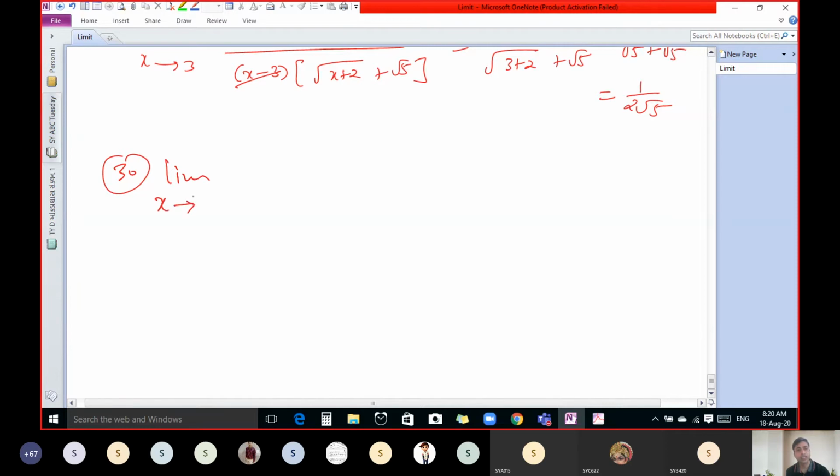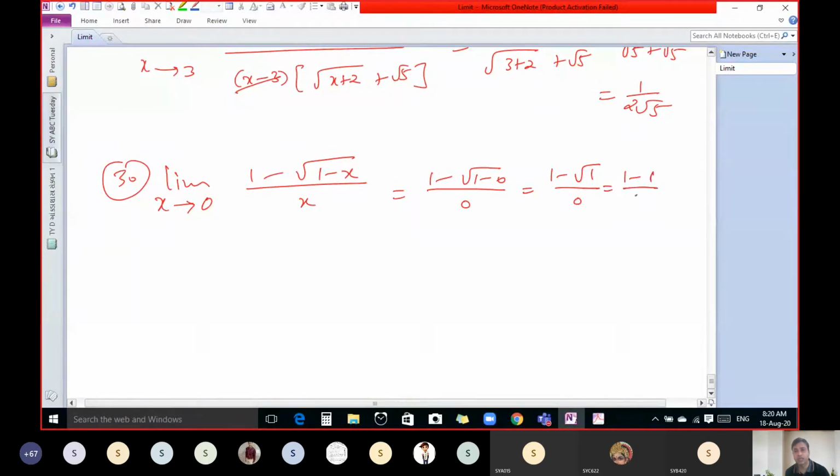Question is limit x tends to 0, 1 minus root 1 minus x upon x. So put x equal to 0. So 1 minus root 1 minus 0 upon 0. So root 1. Root 1 is what? 1 upon 0. So ultimately we get 0 by 0. So once we have a 0 by 0, don't say there is a factor like x minus 0, but because of this involvement of root sign in the question, rationalize.